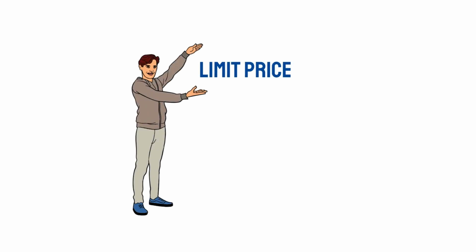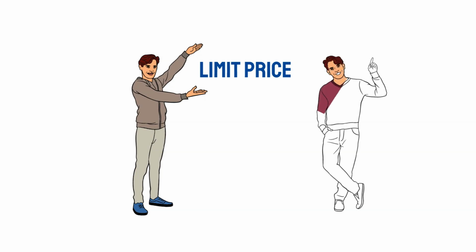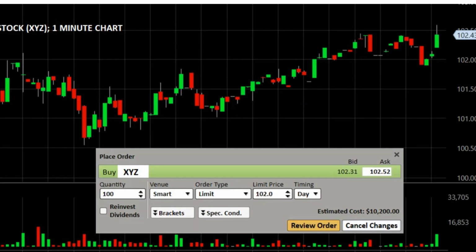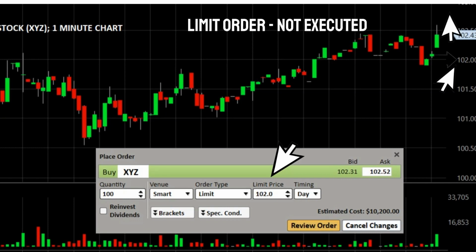While limit orders do not guarantee execution, they help ensure that you don't have to pay more than a predetermined price for a stock. Example: you don't want to pay more than $102 for XYZ stock. You placed a limit order with a limit price of $102. Since you placed the order, the stock price has gone up, so your limit order will not be executed. It will only execute if the price of XYZ stock is $102 or lower. There is no assurance of execution.